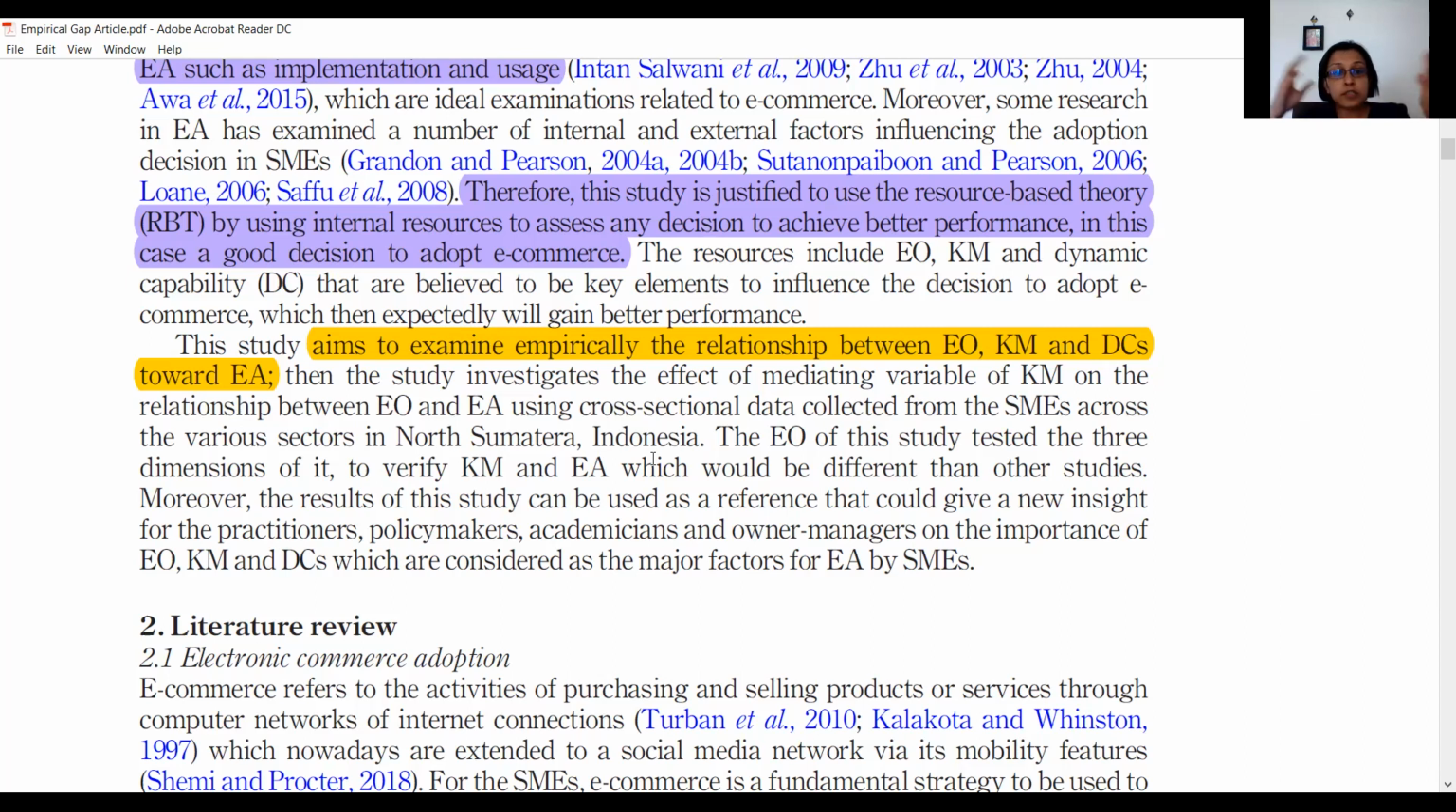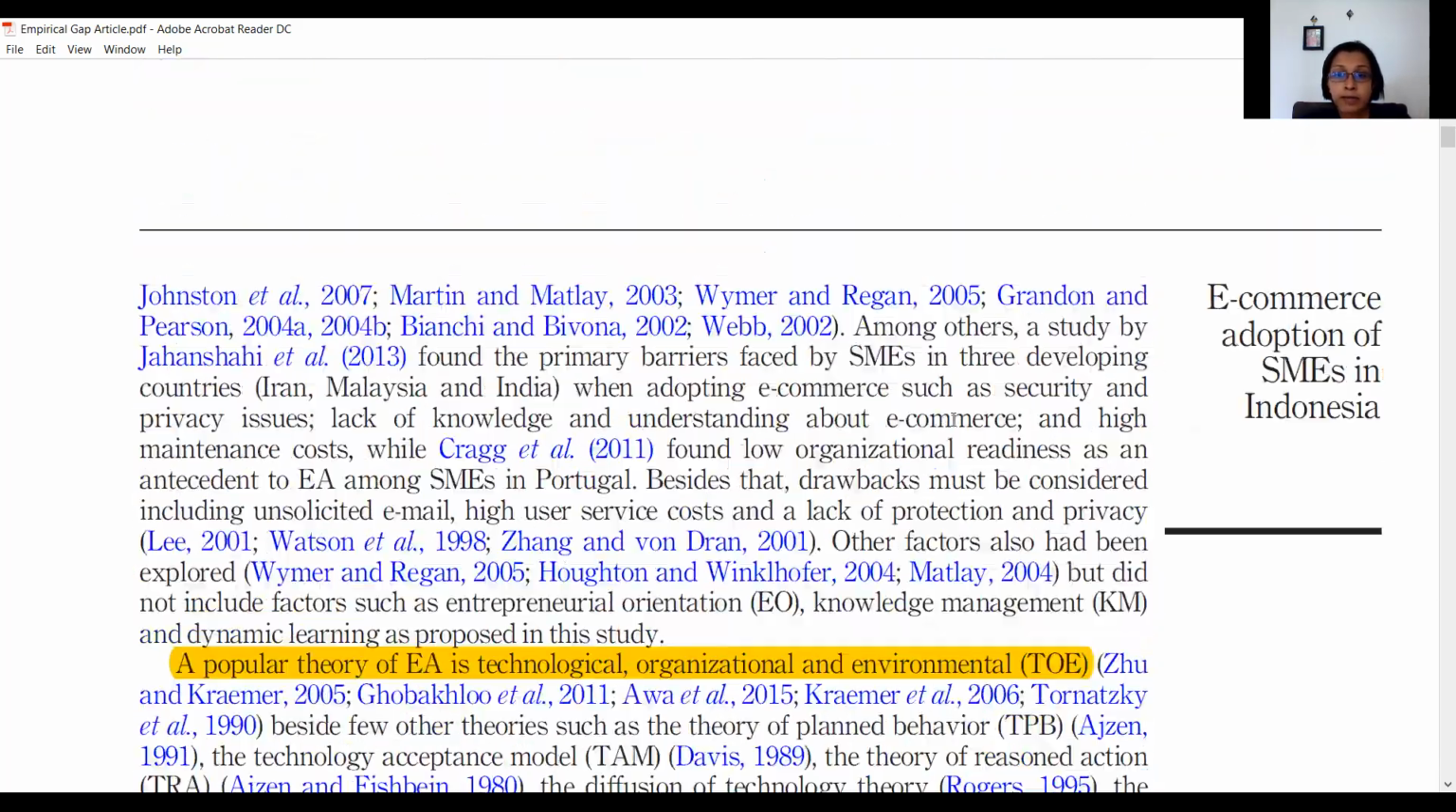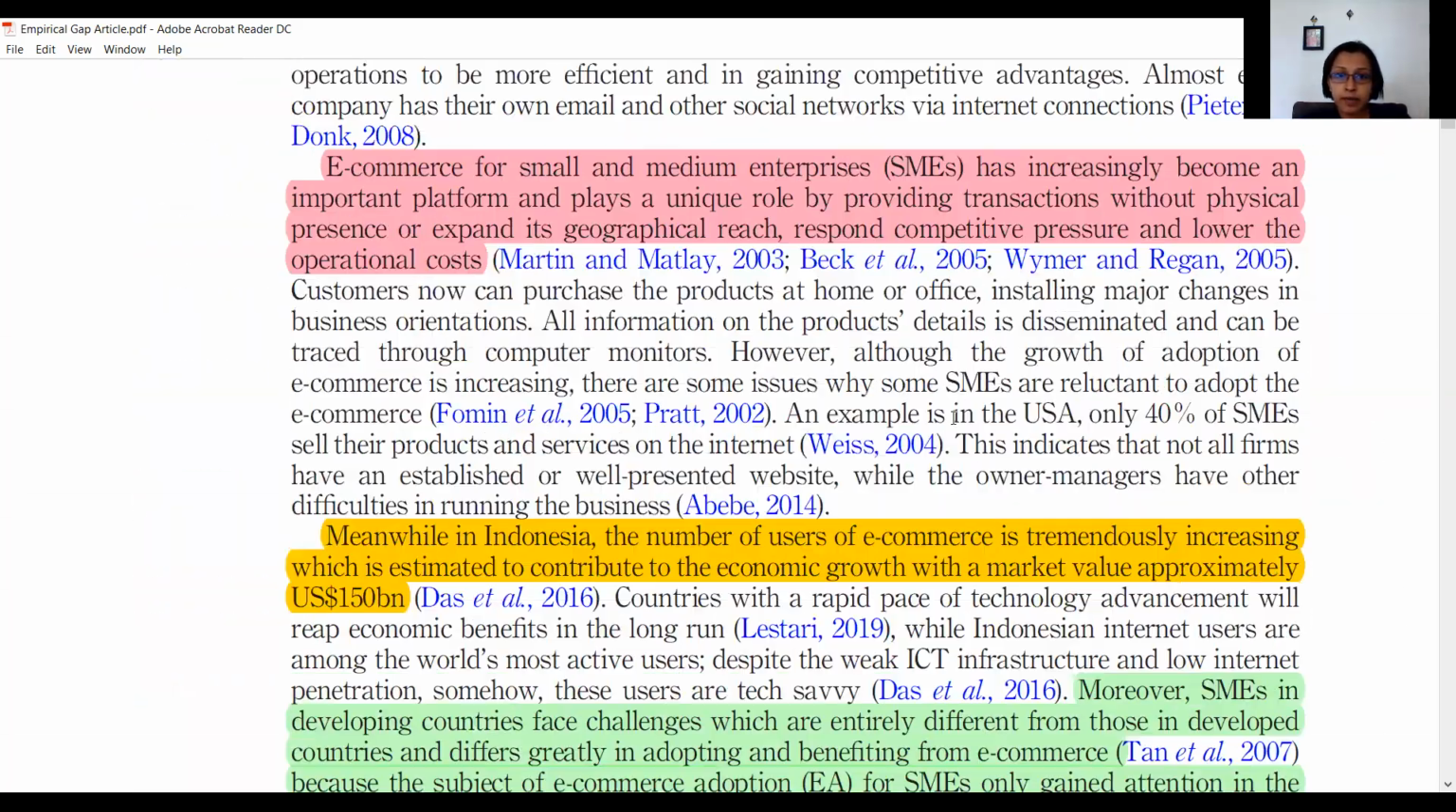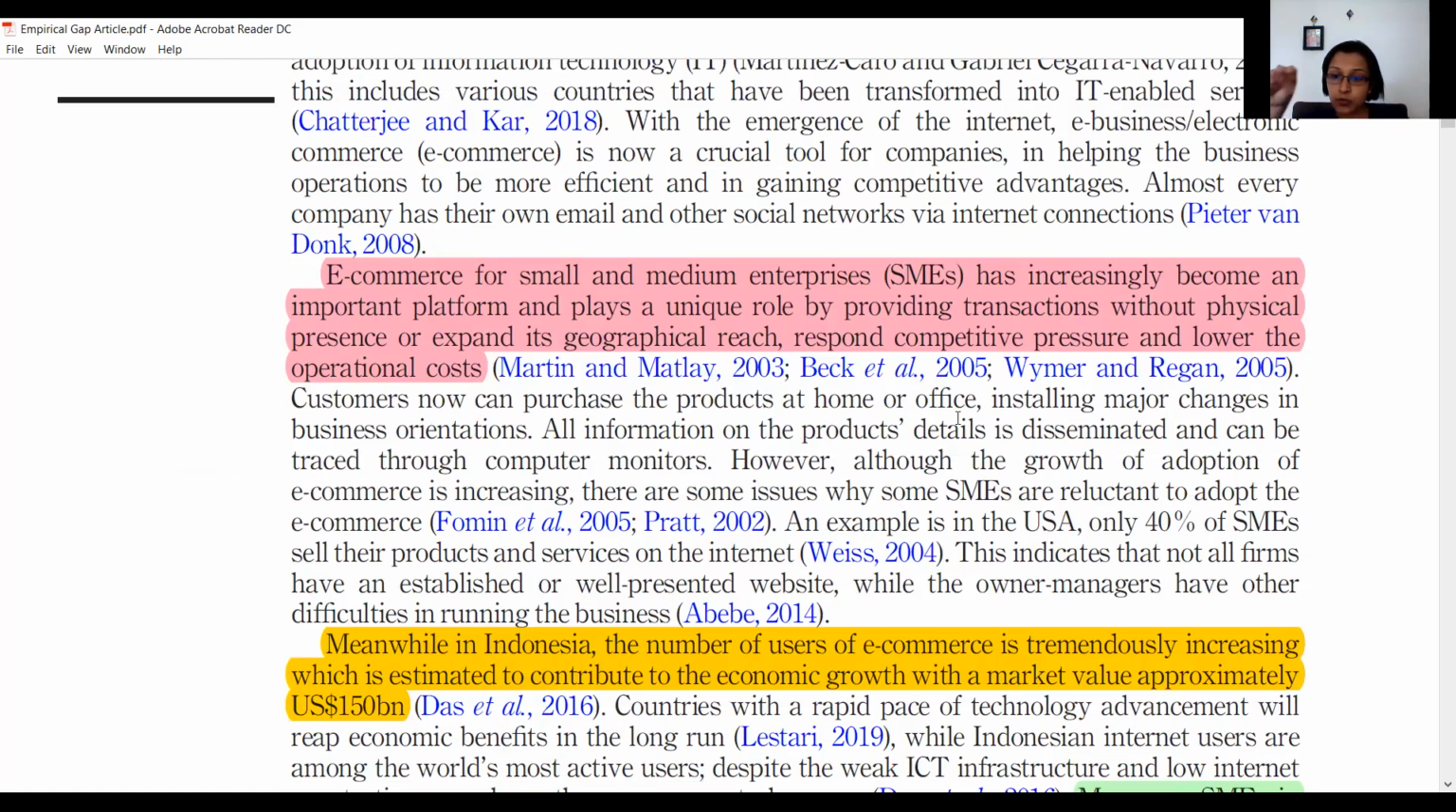Okay, so this is what we call the research problem, right? So look at the way that the problem is introduced. That is what I need you to focus on, not the study area. So it first emphasizes its main focus on e-commerce adoption, not any other things, right? So they need to find out what are the factors influencing e-commerce adoption in SMEs in Indonesia, right?